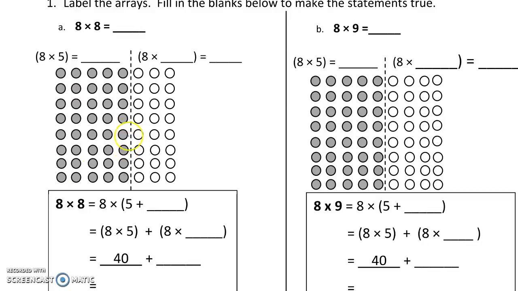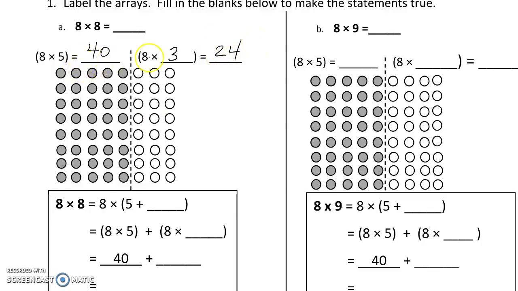So we're thinking about this as two separate problems. We've seen this dotted line before, dividing our problem into a 5 fact, 1, 2, 3, 4, 5. That's 8 rows of 5. So the gray section is 8 times 5, or 40. The white section we have to figure out. So we know it's still the 8 rows, but how many are in each row? 1, 2, 3. So the 3 goes here, and we have to solve that. 8 groups of 3 is equal to 24.